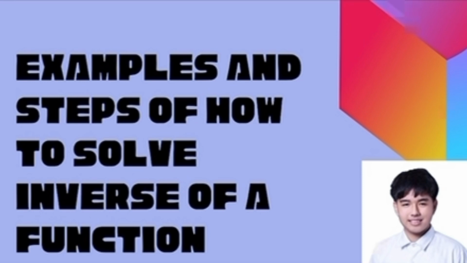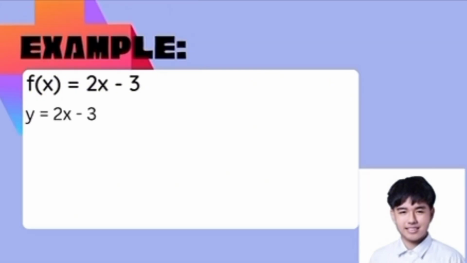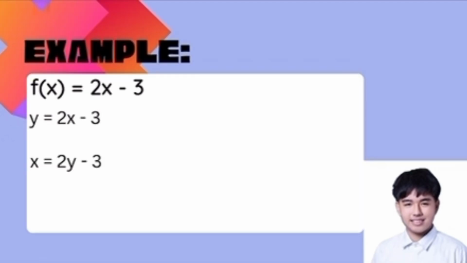Examples and steps of how to solve the inverse of a function. F of x is equal to 2x minus 3. First step is replace the f of x with y. Second step is interchange x and y variables. Third step is solve for y in terms of x. To solve for y, we need to change the sides of the equation.